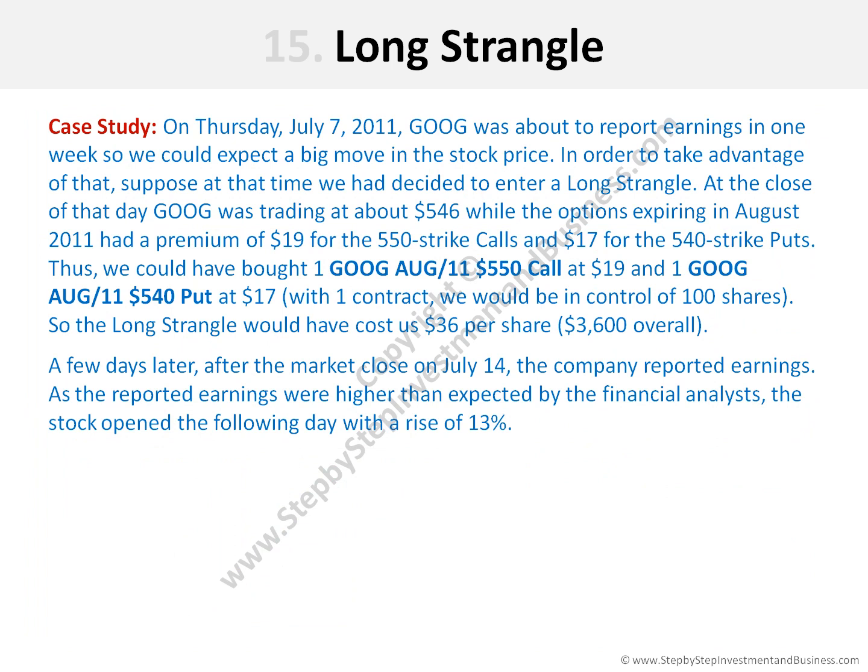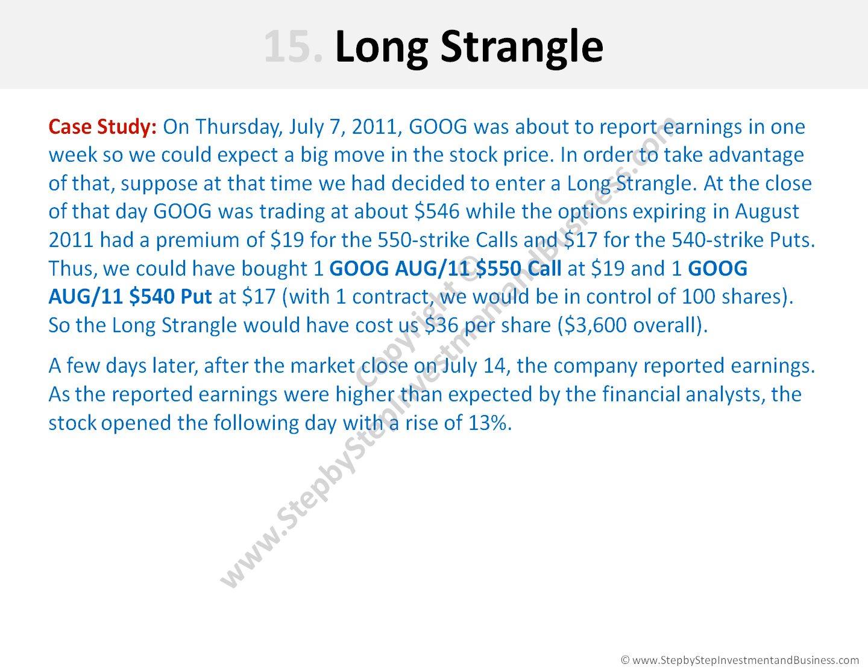In order to take advantage of that, suppose at that time we had decided to enter a long strangle. At the close of that day, Google was trading at about $546, while the options expiring in August 2011 had a premium of $19 for the 550 strike calls and $17 for the 540 strike puts. Thus, we could have bought one call with a strike price of $550 and expiration in August 2011 at $19, and one put with a strike price of $540 and same expiration at $17.